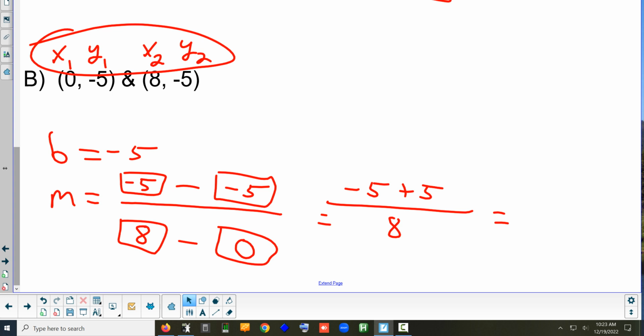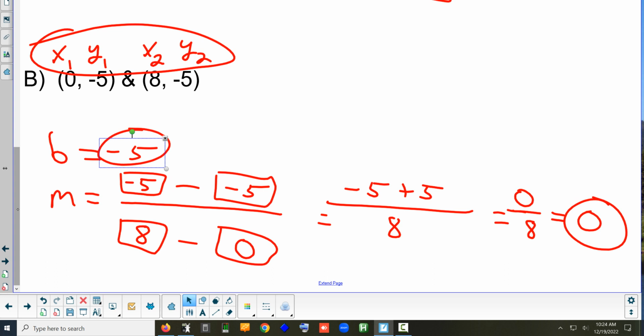And what do we get in the top? What's -5 plus 5? That's 0. 0 divided by 8. So pretend you had $0 and you divide that among 8 people. How much does everybody get? 0. 0 divided by 8 is 0. So my slope is 0 and my y-intercept is -5.